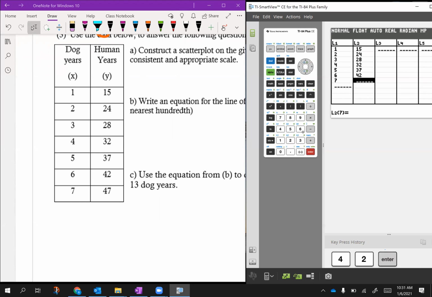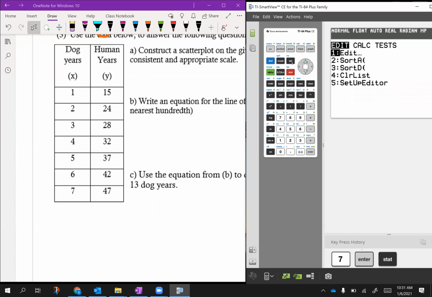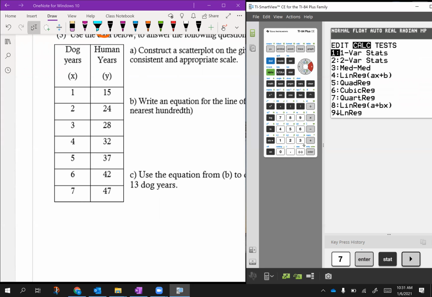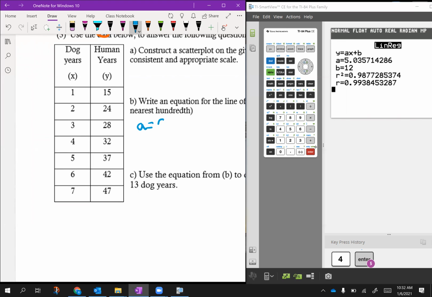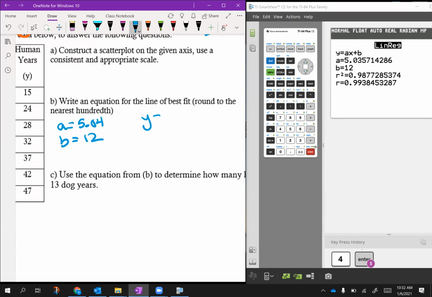Please make sure you're practicing this. I can't stress this enough. You won't know what you're doing if you don't actually type these in and try it. Stat, go over to calculate, number 4, enter, enter, enter. So we get A is equal to 5.04, B is equal to 12. Y equals ax plus b, so y equals 5.04x plus 12.